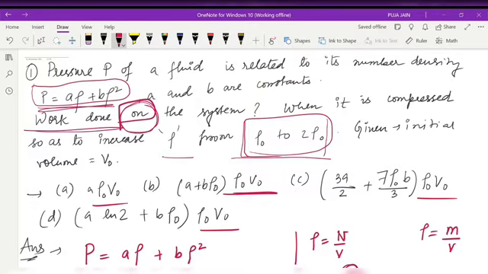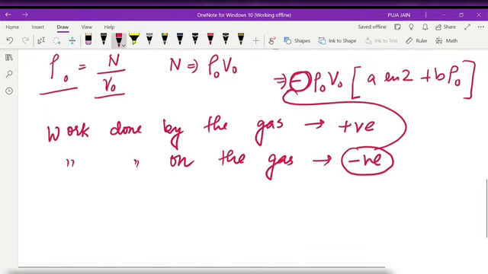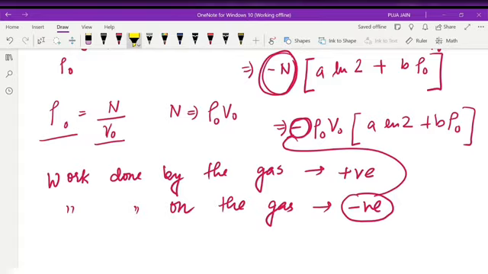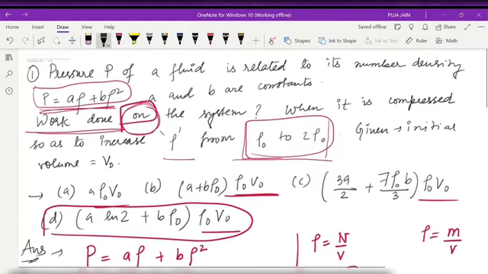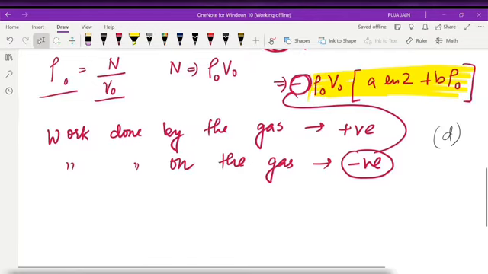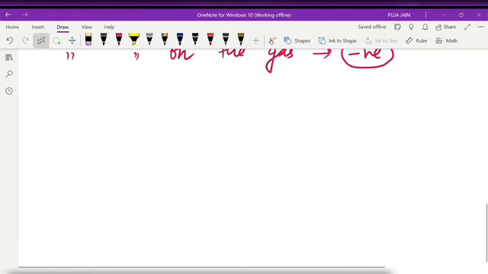Means we have proceeded in the right manner. Fine. Now we see option D is matching. So our answer is rho 0 V0 A ln 2 plus B rho 0. Our correct option is option D. You understood this? Okay. Now we will proceed to our next question.